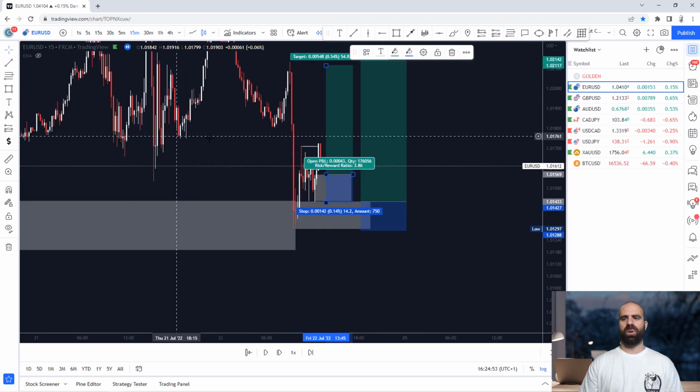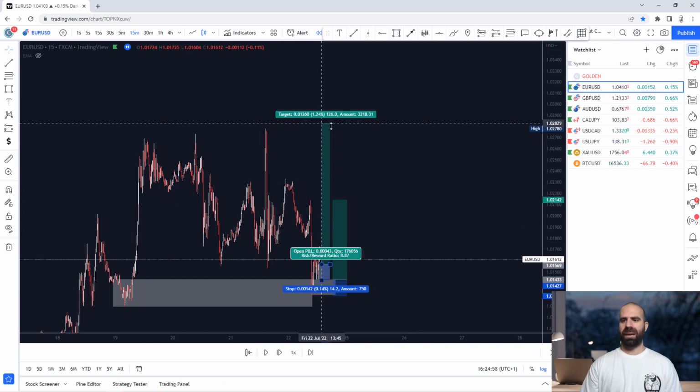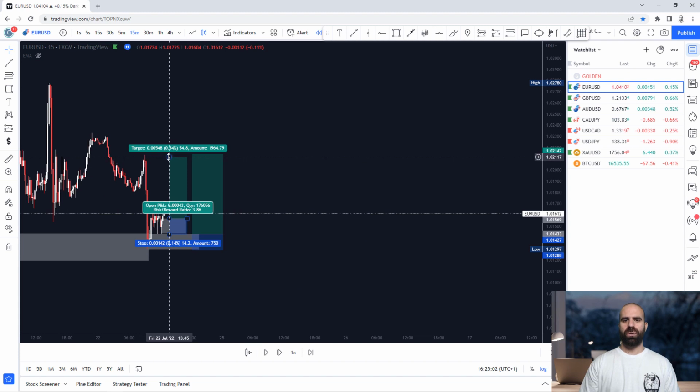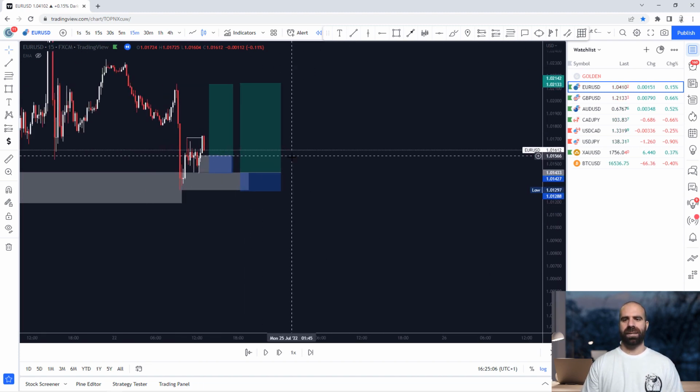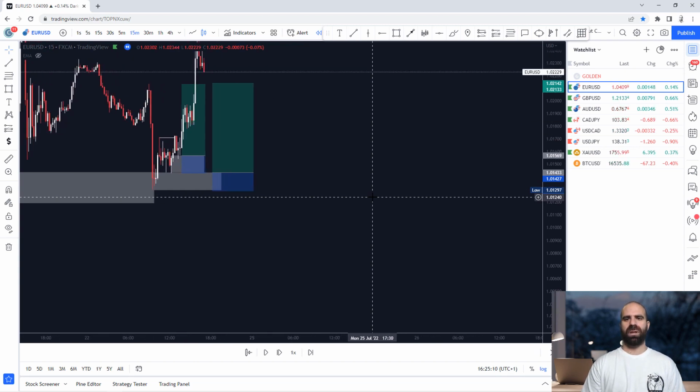And now the beautiful thing with that is that you can either target this high because you are expecting a continuation of the overall trend, or you can just target this first high, or you can close partials. Let's see how this thing played out. We are activated into the first one.